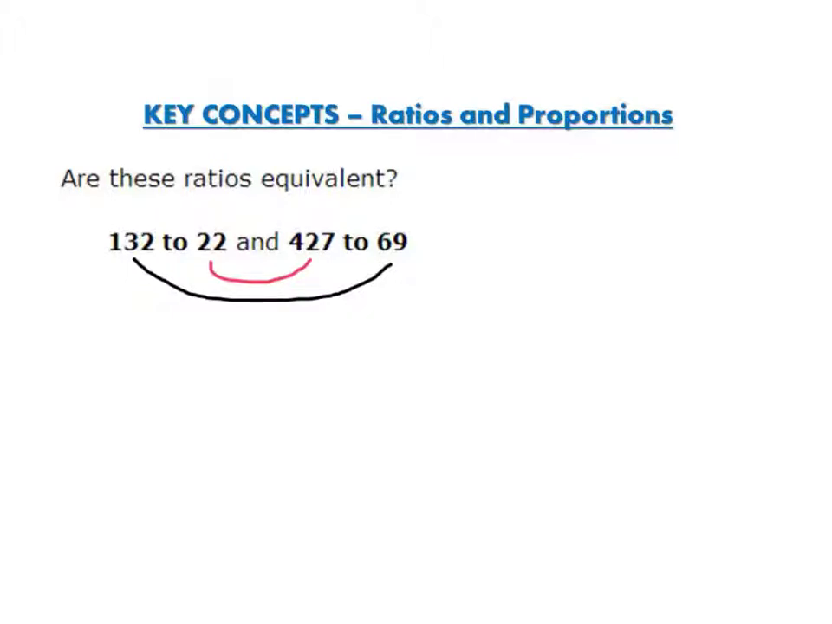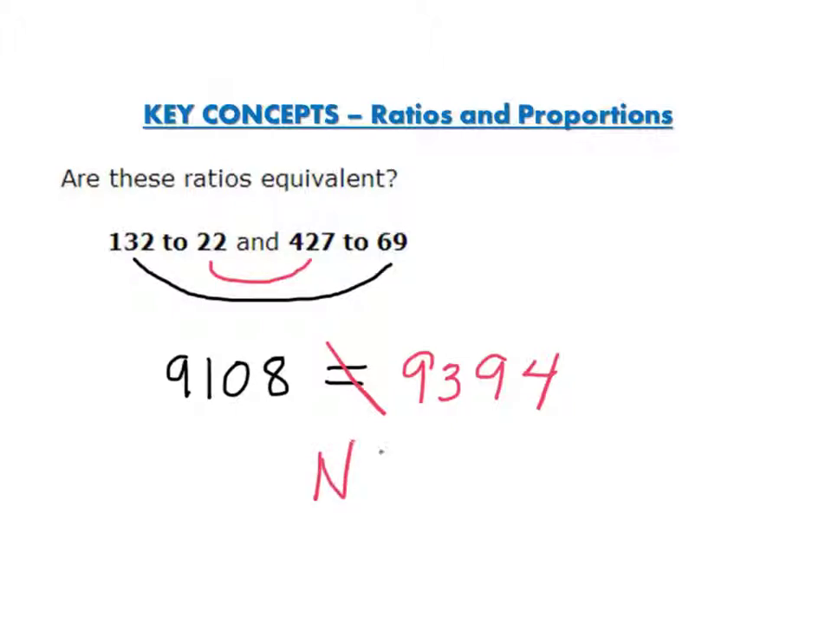So let's start with the extremes, 132 times 69. When I multiply them together, 132 times 69, I get 9108. And now I'm going to multiply 22 times 427 and see if I get the same number. When I multiply them together, I get 9394. So, no, they are not equivalent.